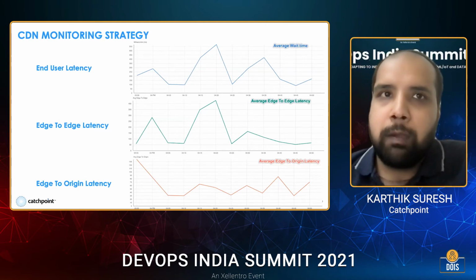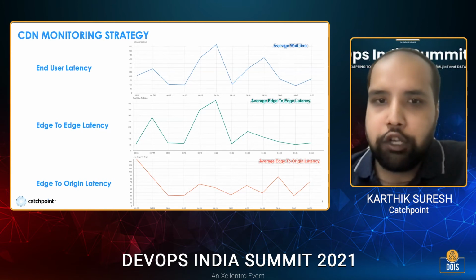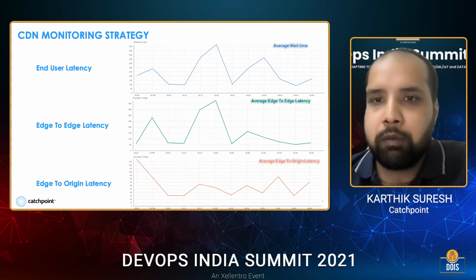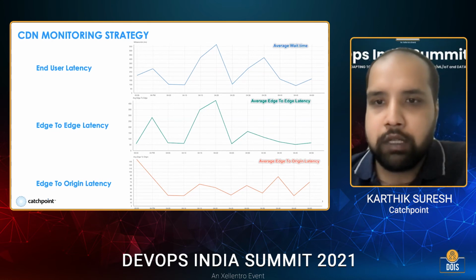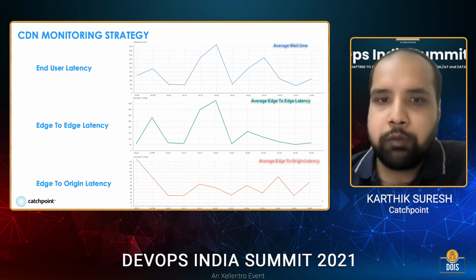An issue or latency in any of these networks can directly impact the performance of the application, especially for dynamic content, as it has to be fetched from the origin. Monitoring latency at every layer provides visibility into problems and directions to optimize performance. In this example, we can see that the end user latency is directly impacted due to the edge-to-edge latency.